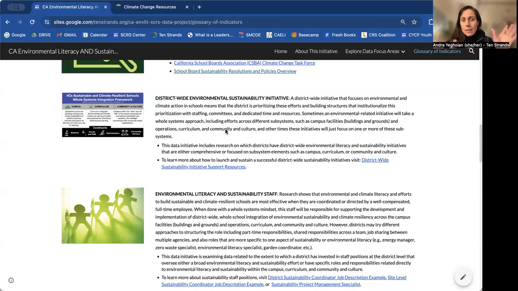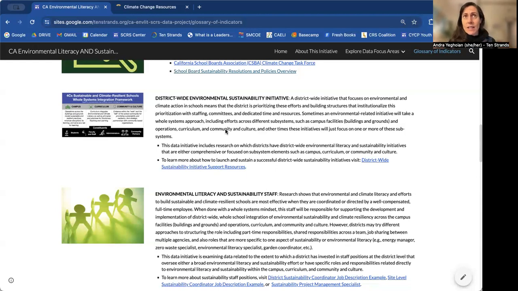Now, both of those things, campus, facilities, and operations and curriculum, kind of blend into community and culture, but we're looking to see, like, does the school district have something like a sustainability committee, or do any given sites have green clubs, or are they celebrating Earth Day on an annual basis?